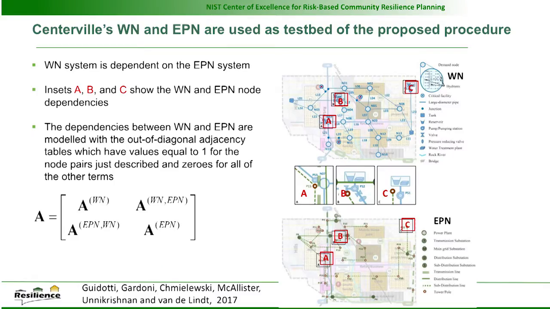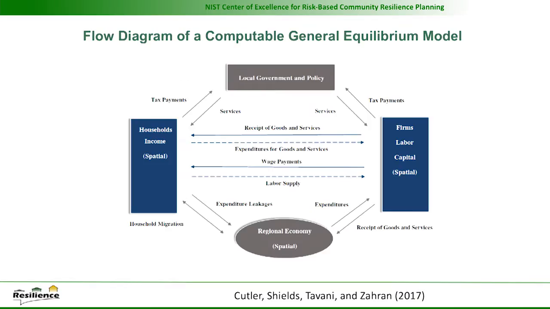The water network and electrical power network were connected. Those were already dependent last year, and you'll hear more about that for a real test bed rather than Centerville later today. The flow diagram of a computable general equilibrium model. This has been done now for a very large metropolitan area, and you'll hear about that from Harvey Cutler shortly.